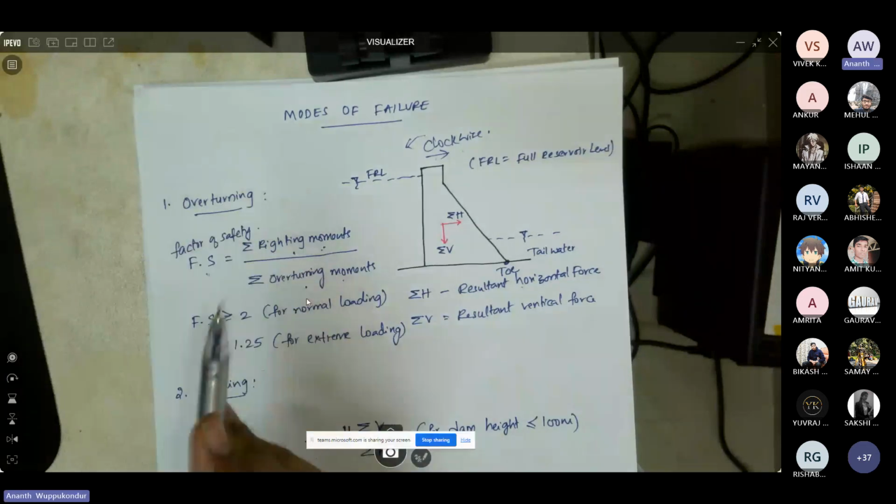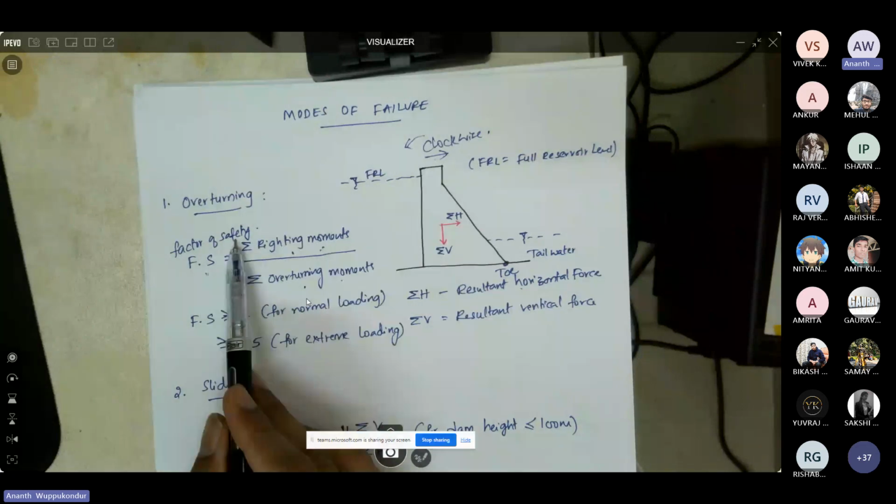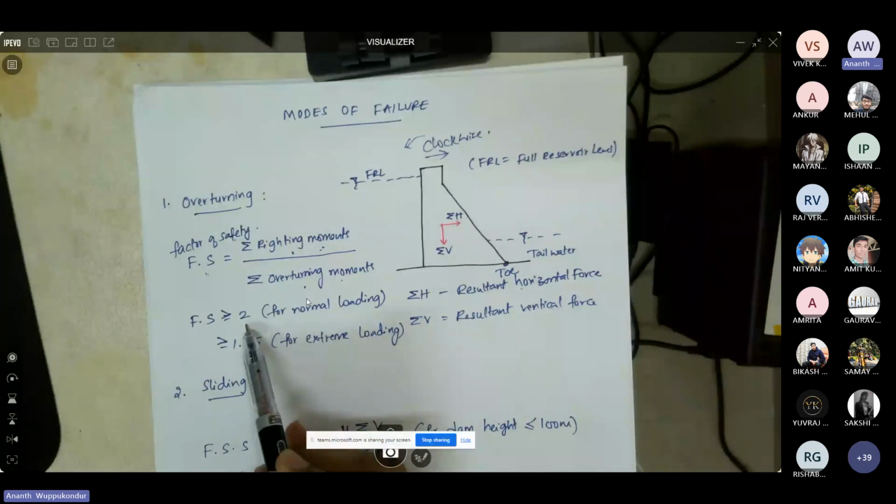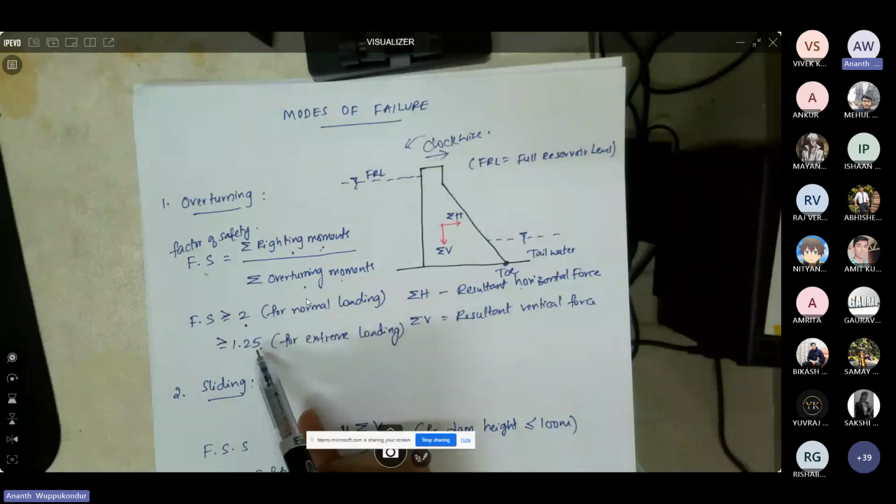So this is the factor of safety against overturning, and that factor of safety should usually be more than 2 for normal loading, when you do not consider, for example, earthquake conditions. When you consider earthquake conditions or extreme loading, when you don't have any drains operated, when you have the uplift as the maximum, then the factor of safety should be at least 1.25.